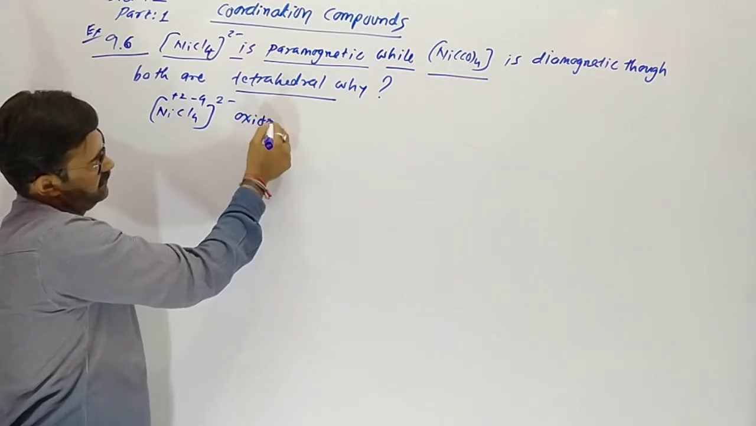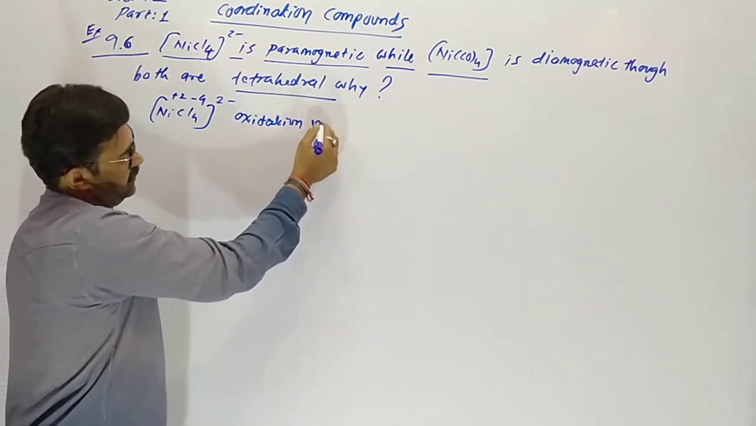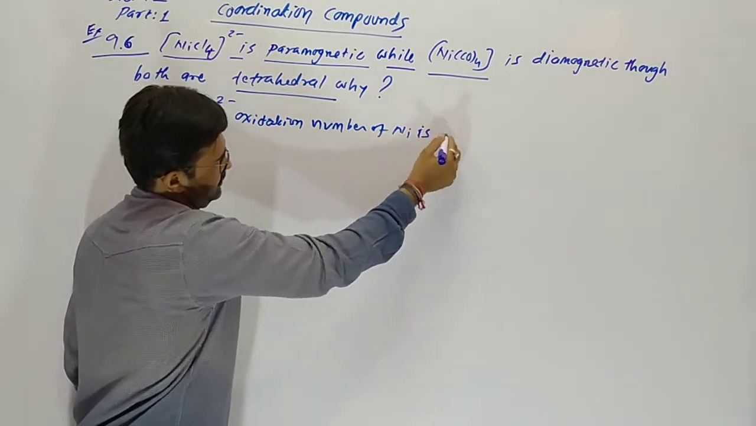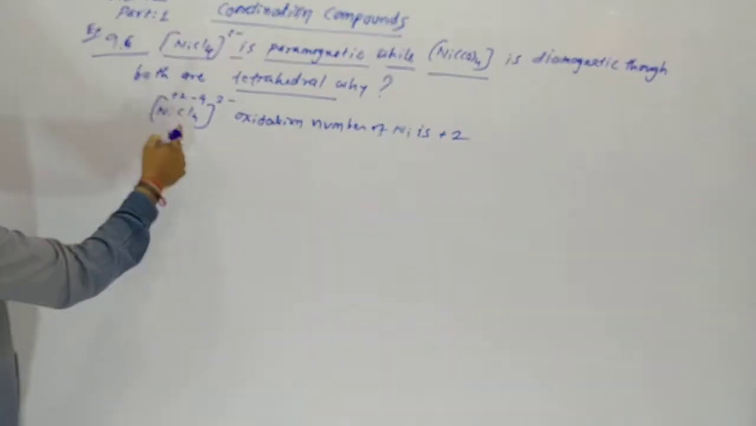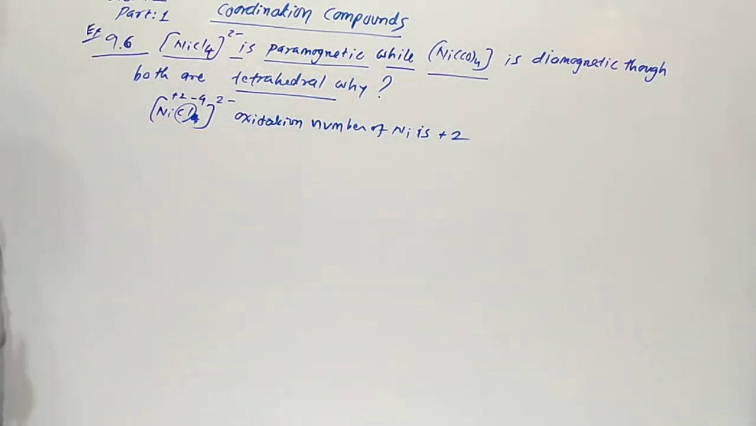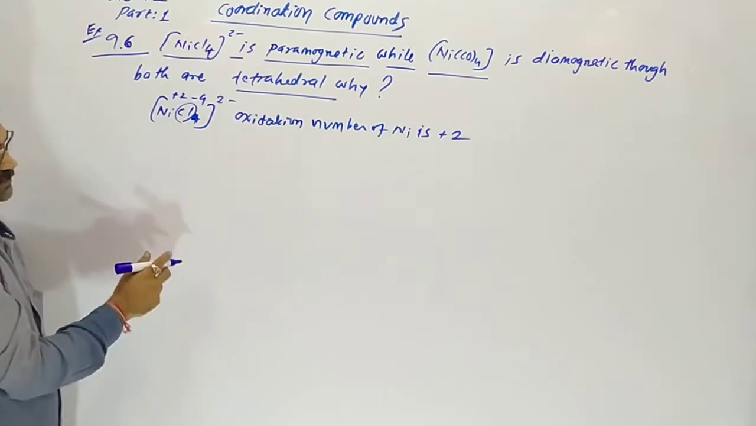the oxidation number of nickel is +2. 4 chlorides having -4 charge, 1 chloride having -1 charge, so the charge is -2 and nickel is +2.